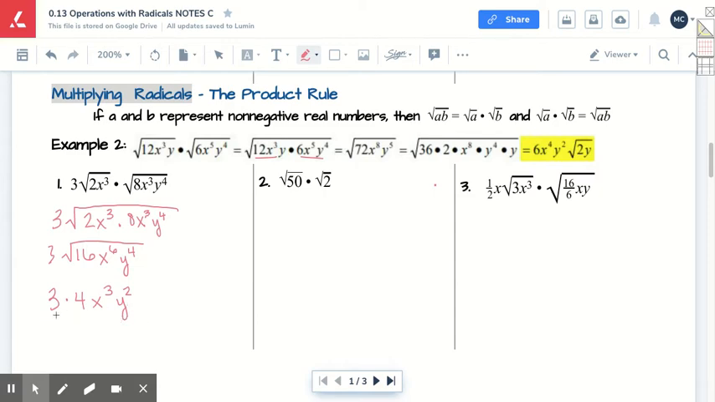So now all I need to do is just simplify here in the front. That 3 times 4 would be 12. So this radical multiplication would actually just break down into 12x cubed y squared.